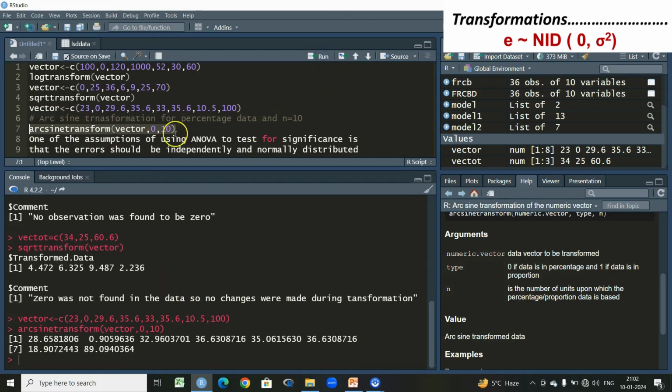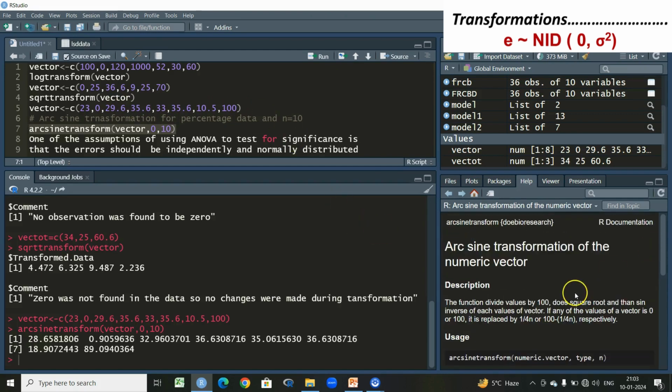Since we are assuming that our data is in percentage, that is why here it is 0. You can see 0 stands for percentage data. If it is not in percent but in proportion, then we have to write 1 here instead of 0. And this 10 is nothing but the number of observations: 1, 2, 3, 4, 5, 6, 7, 8, 9 and 10. So we have 10 observations.